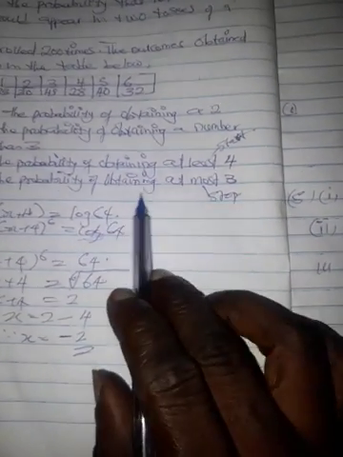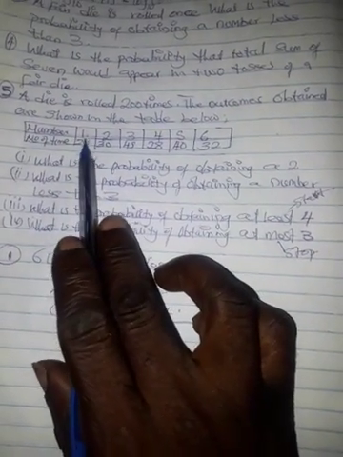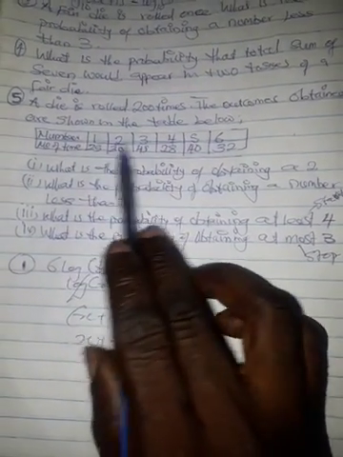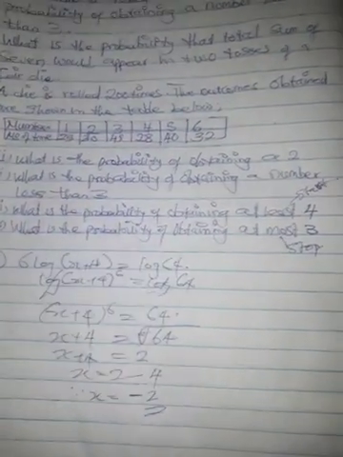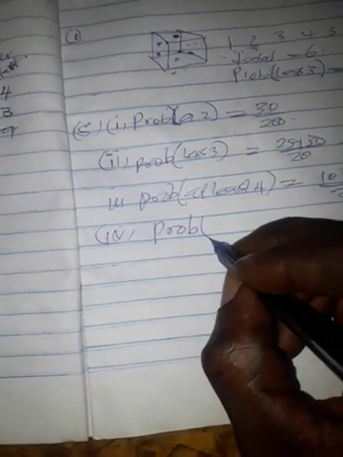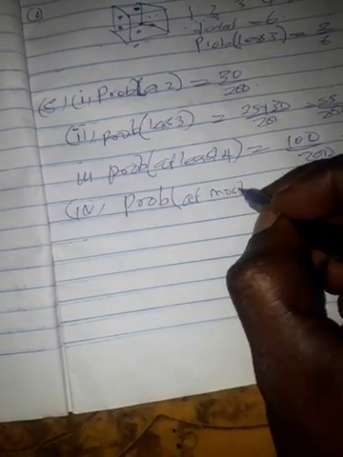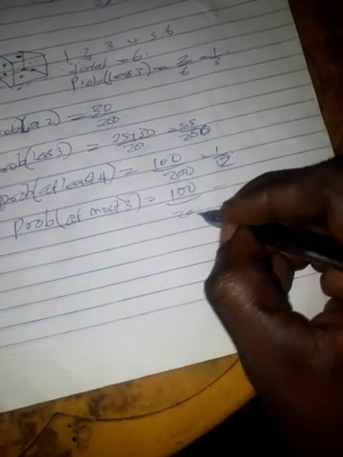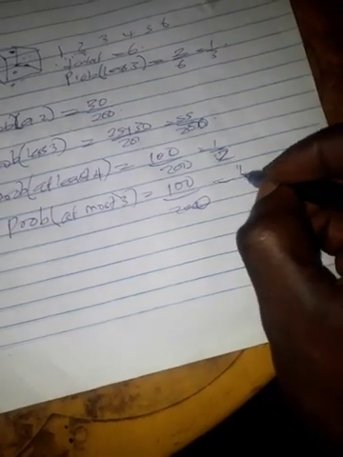So now looking at most 3, we have 1, 2 and 3. How many times do they appear? 25, 30, 45. This gives me 100. So for number 4, the probability of obtaining at most 3 will be 1, 2 and 3, which totals 100 over 200, which is still equal to half.